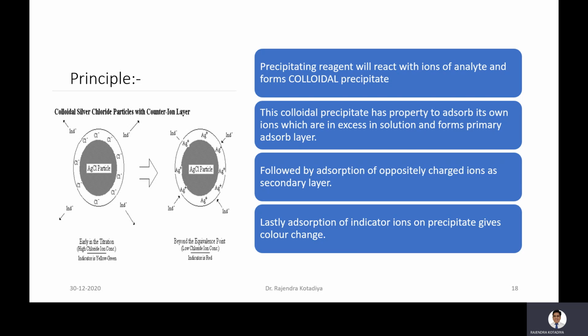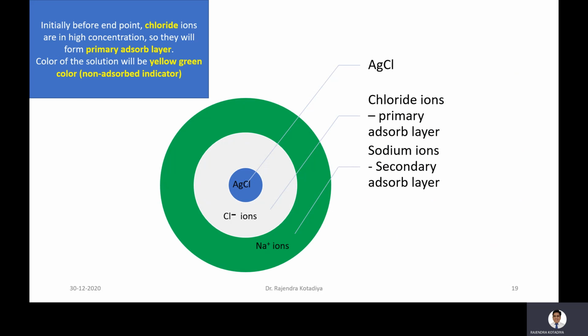You can see in the diagram, before the end point, you will find a precipitate of AgCl surrounded by chloride ion. After that, it will be replaced by silver ion, and to that silver ion, our indicator gets attracted. It will form some complex, and because of that you will find there is a color change. We'll see how exactly it takes place.